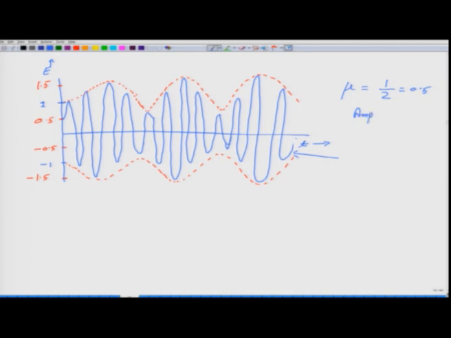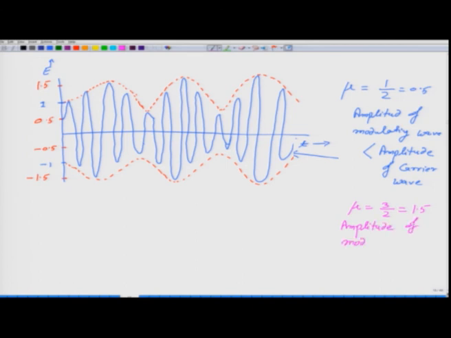So, the amplitude of the modulating wave was less than the amplitude of the carrier wave. Let us now consider a case when the modulation index is 3/2 or equal to 1.5. That means the amplitude of the modulating wave is larger than the amplitude of the carrier wave.